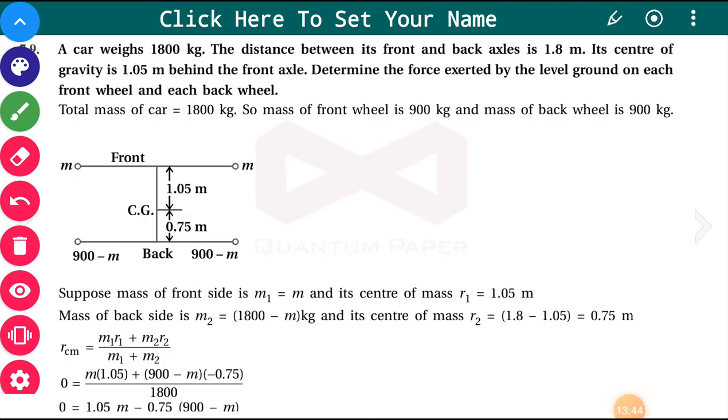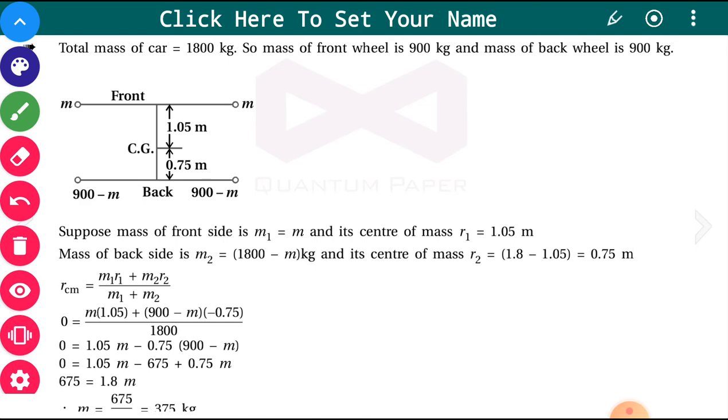Now a car weighs 1800 kg, the distance between its front and back axle is 1.8 meter. Its center of gravity is 1.05 meter behind the front axle. So these are the 4 wheels as such. Here the center of gravity is 1.05 meter behind the front axle, and from the back axle it becomes 0.75 meter. Determine the force exerted by the level ground on each front wheel and each back wheel.